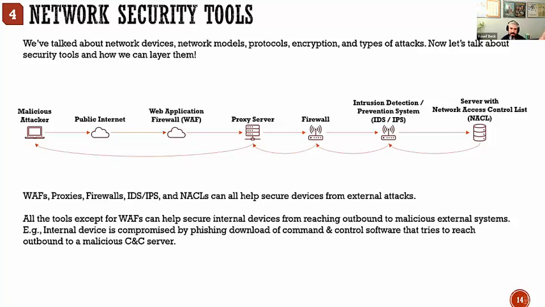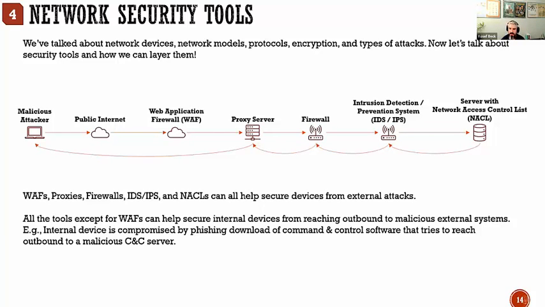So starting from the outside in, we've got our malicious attacker. It's coming over the public internet. One of the first tools we have at our disposal is a web application firewall. A WAF is technically a proxy server, but I split them out because we can actually use them in different ways. So we'll talk about what the differences are and how we can utilize them. You can use a proxy server as well, in line with the WAF.